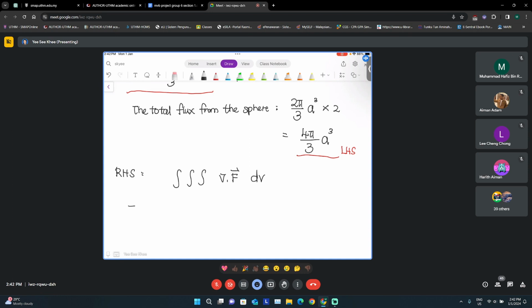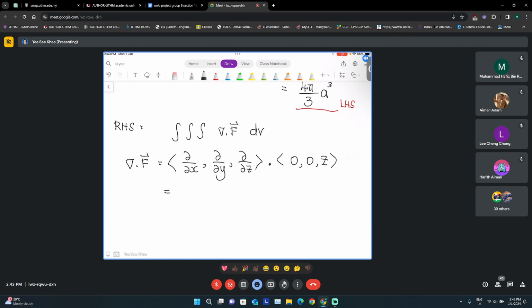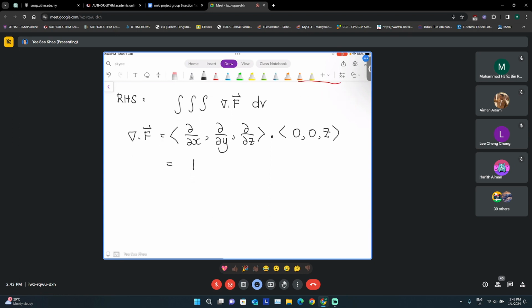The del F over here, you can find it. It's a dot product. So the del is this one. This represents the del. You dot product with the F. Your F is just 0, 0, Z. 0, 0, Z is an easy one, so you will get 1. So you put this one into the triple integral, 1.